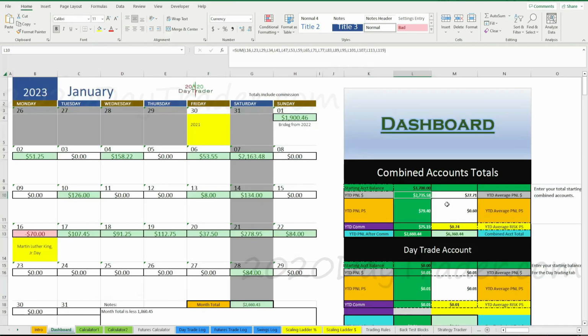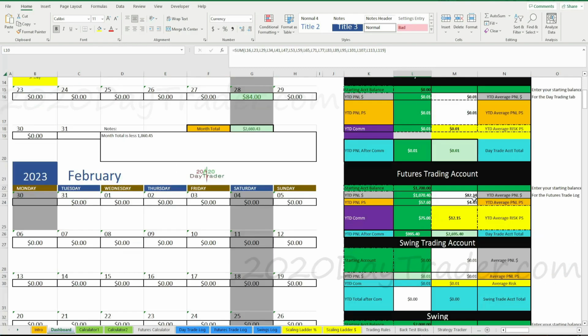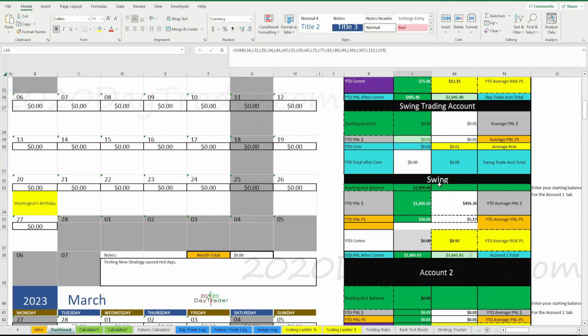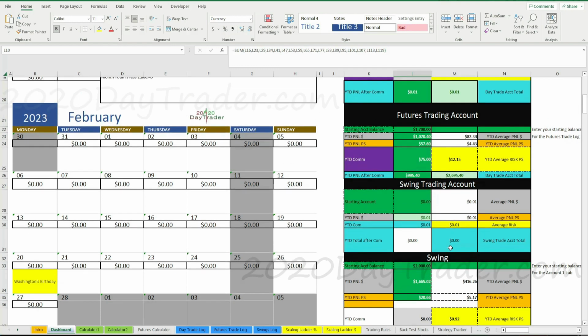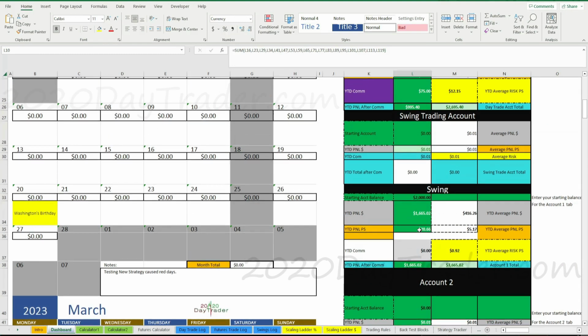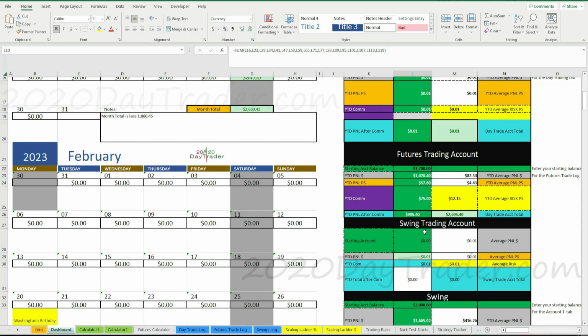Go to the dashboard, combined accounts, futures account. You can see right here, 995 so far is where we're at. On the swing account, we made $1,600 on a $2,000 investment so far. That's pretty awesome. We've almost doubled our swing trade account. That should happen shortly, in the next month or so. We're in some good trades right now. We'll see what they do.